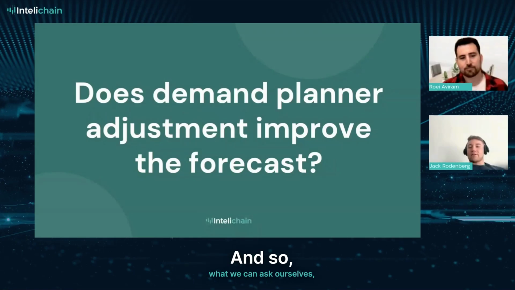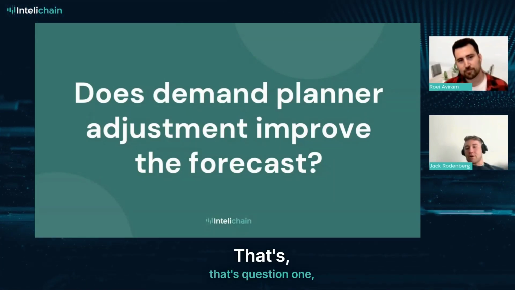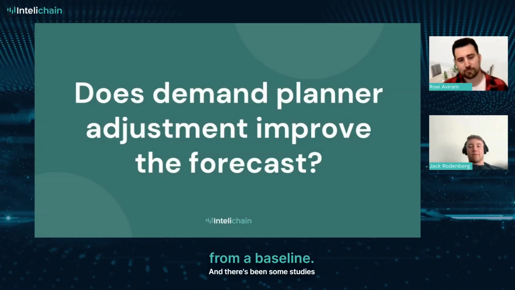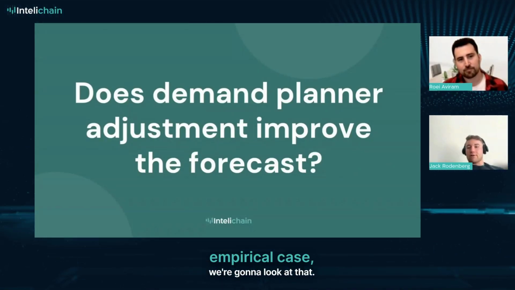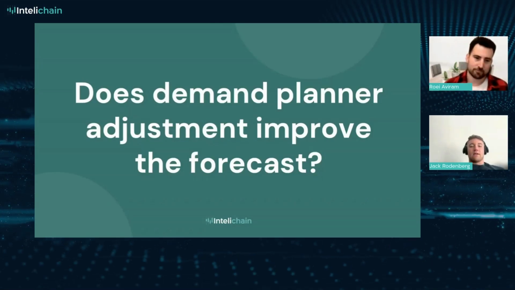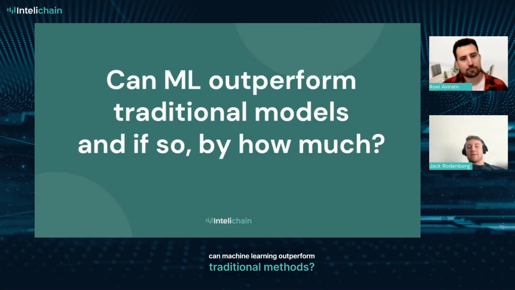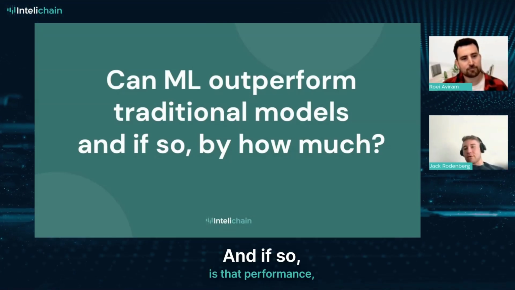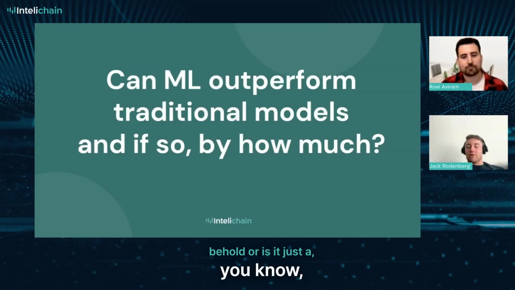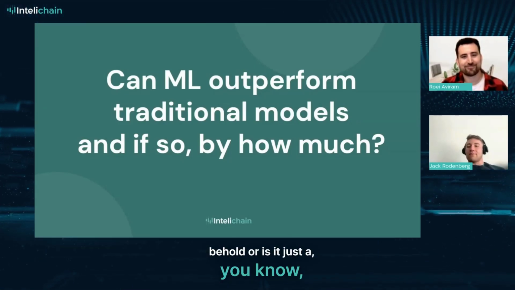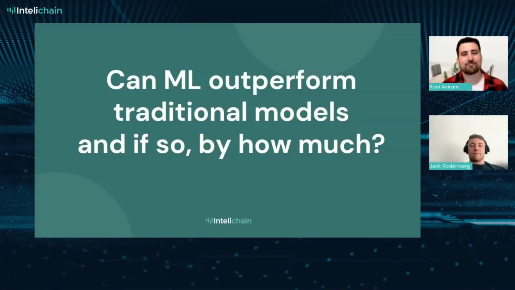And so what we can ask ourselves is, does demand planner adjustment improve the forecast? That's question one, from a baseline. There have been some studies on this, but in our own empirical case, we're going to look at that. And then we're also going to ask, can machine learning outperform traditional methods? And if so, is that performance worth the squeeze? Is it really something to behold, or is it just a very small difference that might not justify the complexity of these systems?